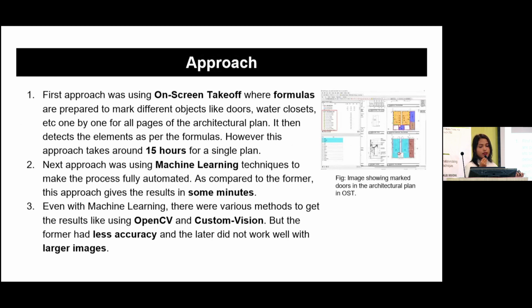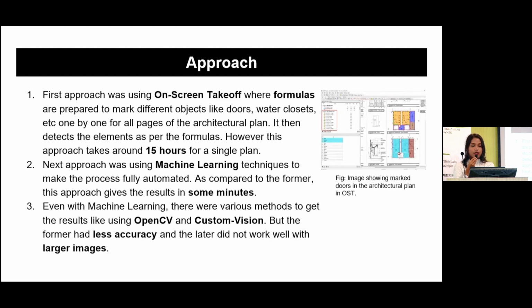At first we started using OpenCV template matching. Suppose in a 2D architectural plan you are finding doors. We give one door template to the model, and it matches it with each and every frame of the image and gives us the output. But if the template image is smaller than the actual image, it is not accurate enough. So we discarded that approach, and then we moved forward to custom vision, Microsoft Azure Custom Vision.